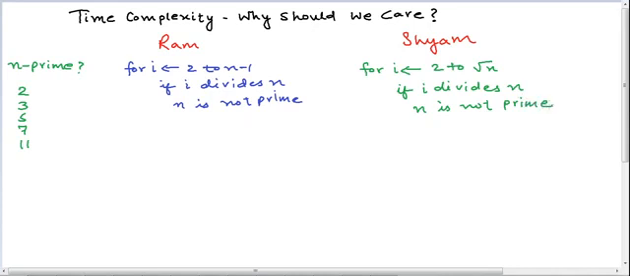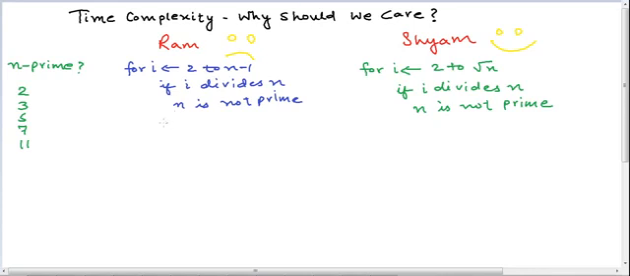Both of these solutions are correct, and let's say for now that Ram and Shyam have handled the special case for 1 separately. Both of these will work, and we will not go into the details of why they will work. Let's just assume for now that they will work fine. Now when they both run their program, for larger input sizes, Ram is quite sad, while Shyam has a big smile on his face. And why is it so?